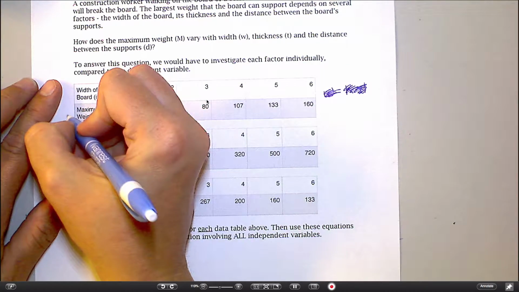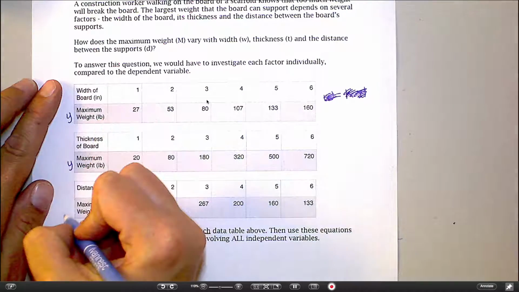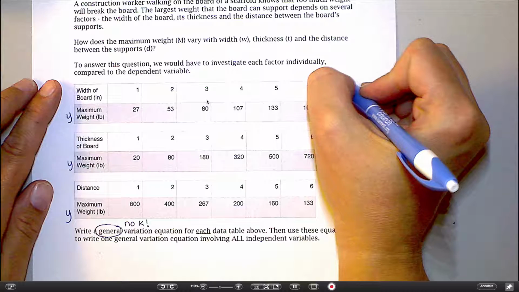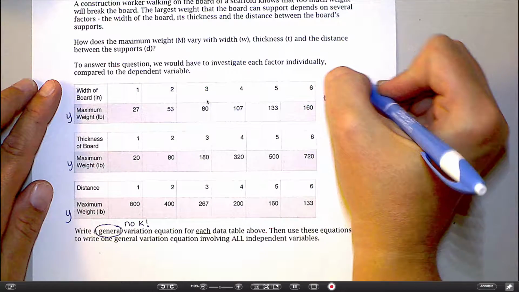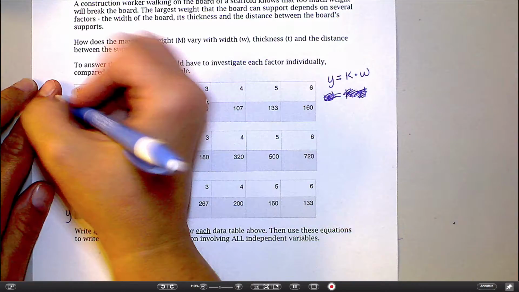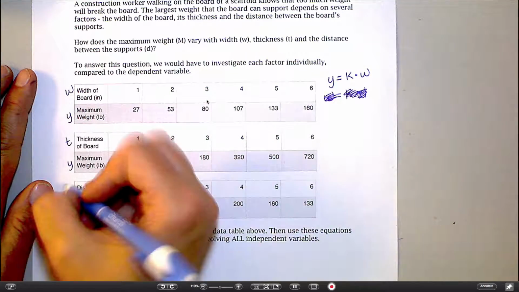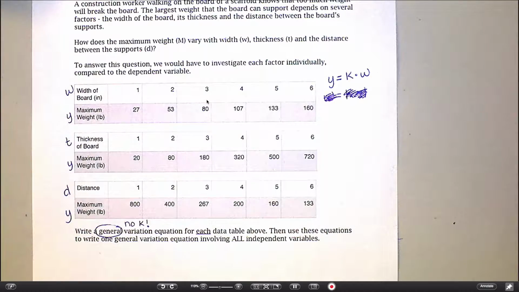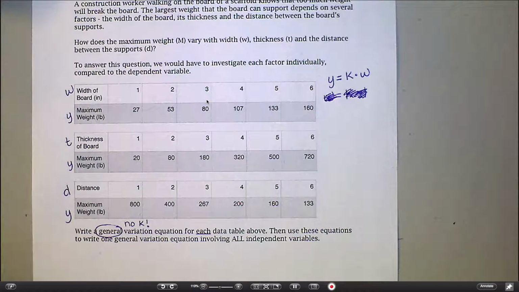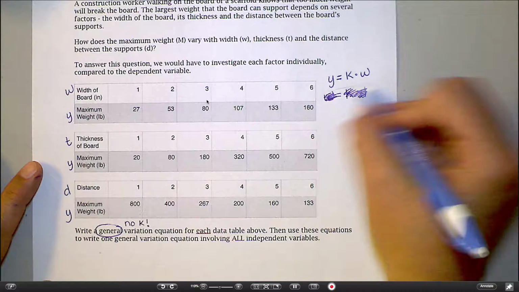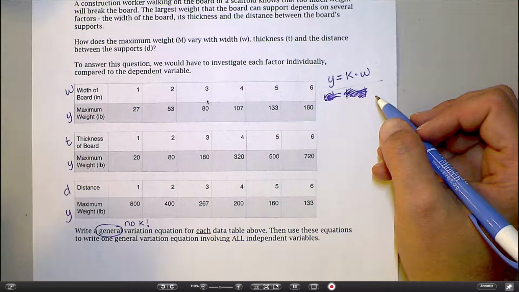We'll just call our maximum weight our y value. Sorry about that, I didn't think about letters ahead of time. So y equals k times w, where w is my width. Here I'm going to use t to represent thickness, and here I'm going to use d to represent distance. So this is the equation that matches this set of data, and again, this is assuming that these other things are held the same.